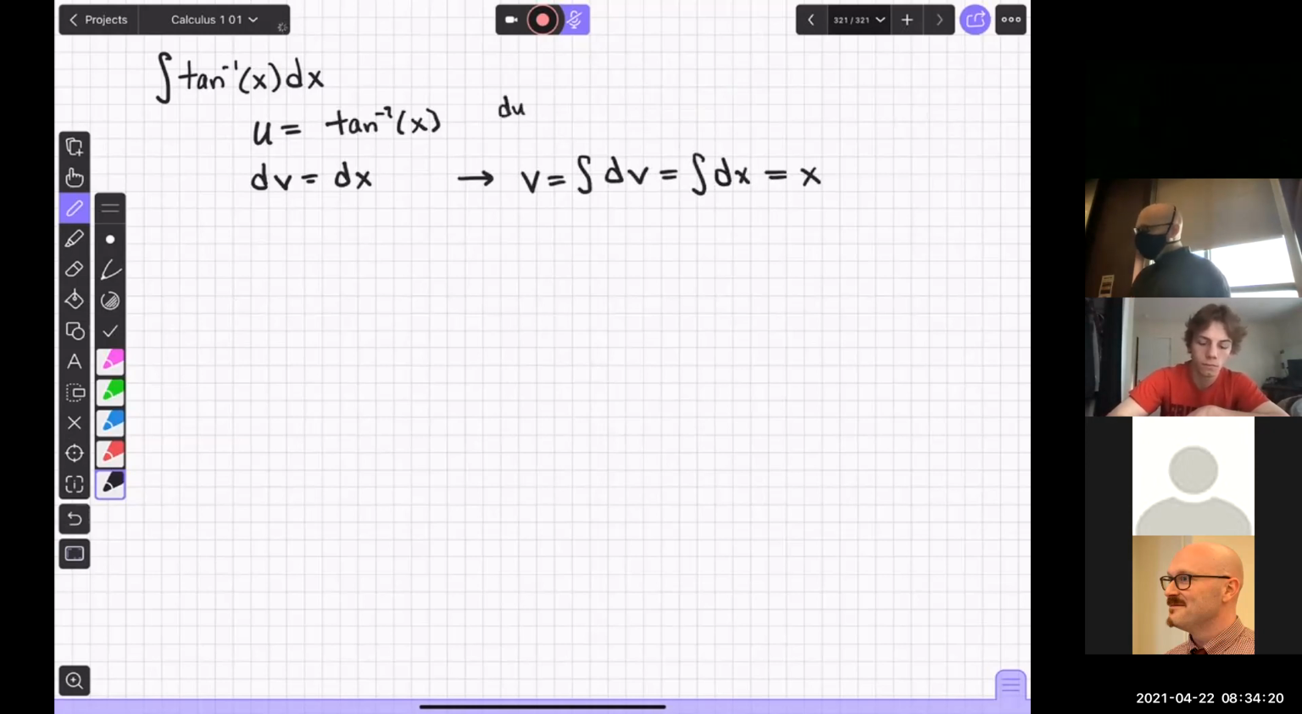So du dx is equal to, okay, so we have to remember what the derivative of the inverse tangent is. So do we remember that? One over 1 plus x squared. I agree. That's one of those strange ones that we don't have to use too often. Which means that du is equal to 1 over 1 plus x squared dx.